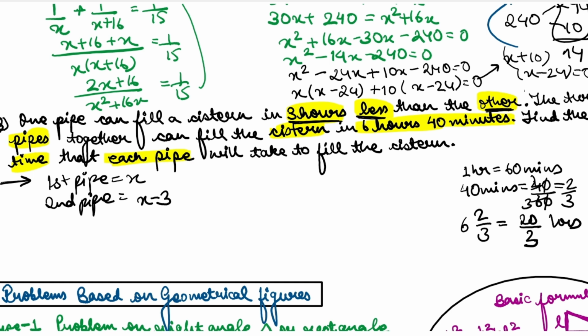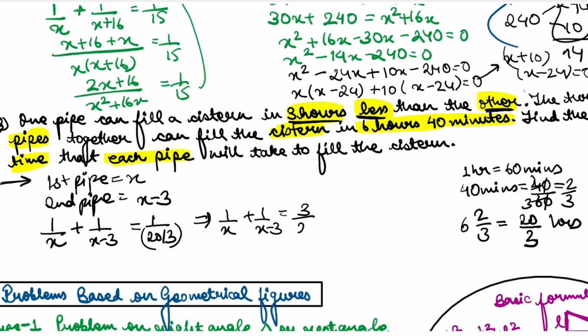Now the question says that if both of them work together, which ultimately means that 1 by x plus 1 by the second pipe, x minus 3, is equal to 1 by 20 divided by 3. So you can write this as 1 by x plus 1 by x minus 3 is equal to 3 by 20. Now you'll solve this further as in the above question and you'll get the values of x as 15 and 4 by 3.